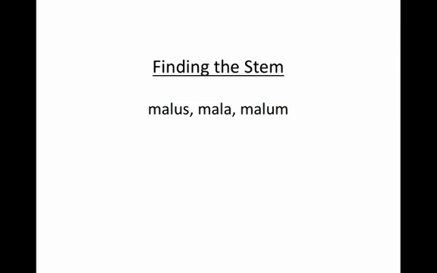Now, when we're declining these, in each of those declensions, you always want to find the stem. And for adjectives, you're going to go to the feminine to find the stem. You go to the feminine form, which is always in the middle. You drop off that A, and that gives you the stem, M-A-L.